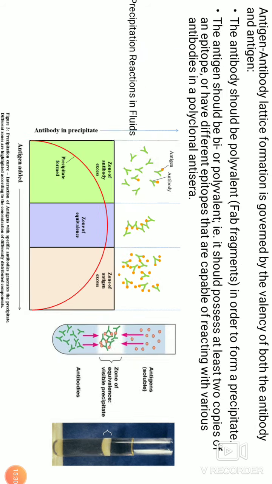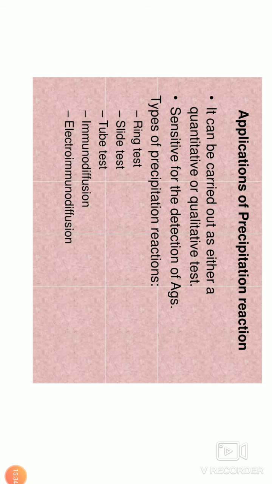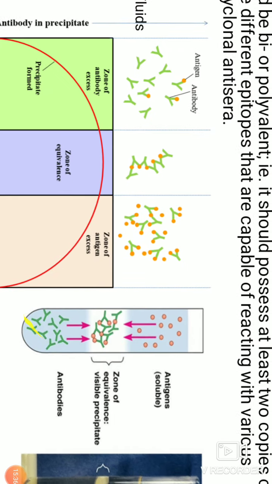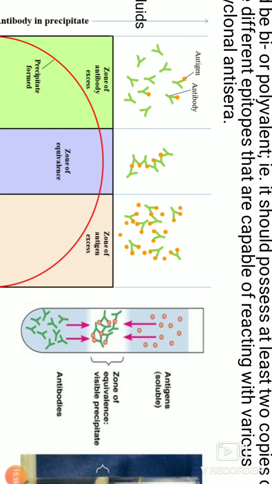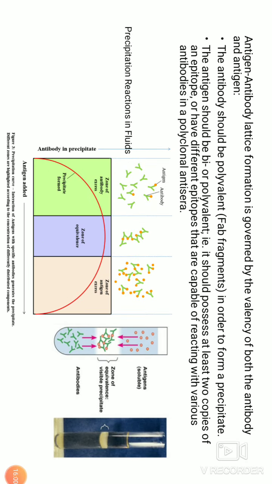So in the same way, if you have a mixture of antigen and antibody, once slow diffusion happens between these two layers, there is a zone of equivalence where visible precipitation can be seen, and then there will be a zone of antigen excess and a zone of antibody excess. So the same is depicted here.